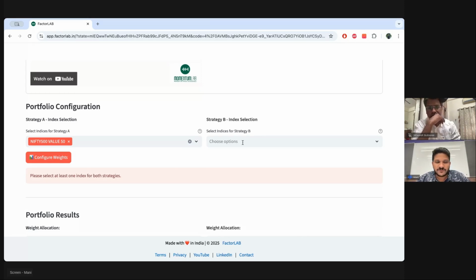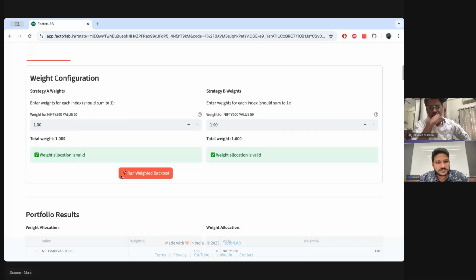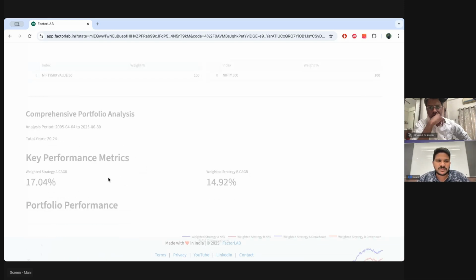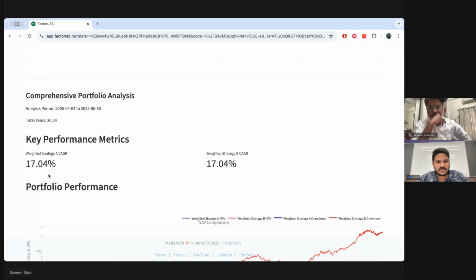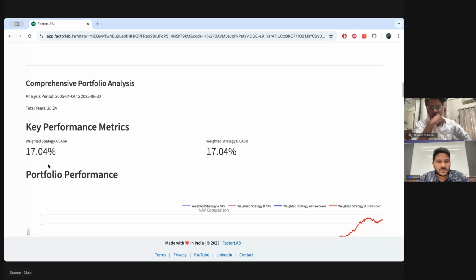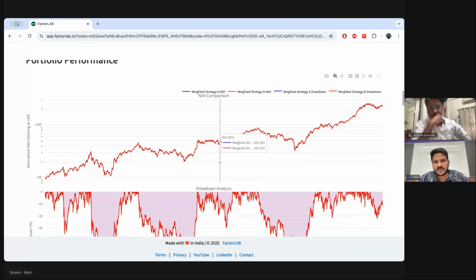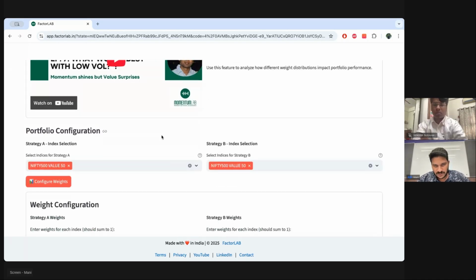Which I know is painful for you, but there is a jugaad. I think some of you can guess it. If you just want to look at one index throughout, just select the same index here as well, right? And you run the weighted backtest, and what will happen is, though you will see 2 different numbers here, you will actually see that it is the same number. Let me give it a second to see that. See, here I selected 500 value 50, and it's exactly the same. And you see these 2 curves are kind of merged into one. So this is how, if you ever want to look at just one index at a time, you can do that.